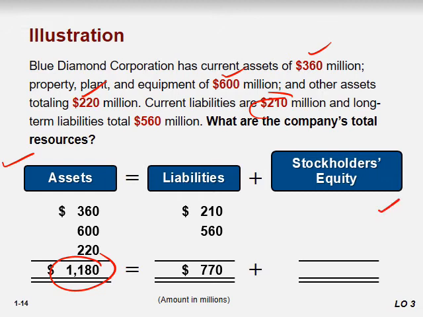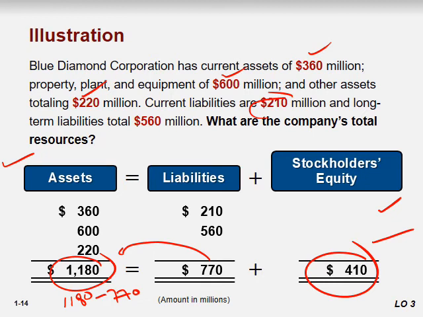So we don't have the equity part. How can we find out the equity part? Just rearrange the equation and you can find that it's 410, because the equation always balances itself. If you want to find out how this 410 came about, you just take it to the other side of the equation and you can find this amount, 410.